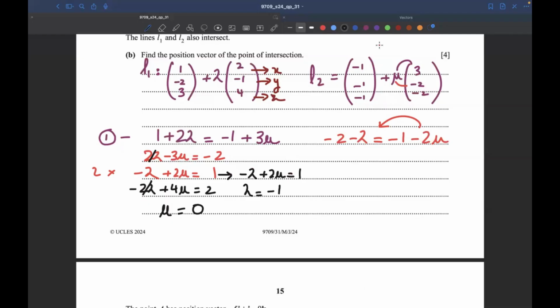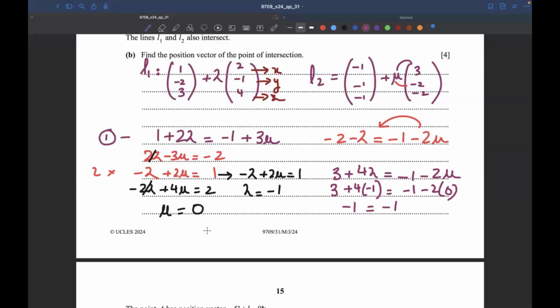Now to confirm that the lines are intersecting, we'll substitute this into the equation for z. So we have 3 plus 4 lambda, and that would be equal to minus 1 minus 2 mu. So the value of lambda is minus 1, so that will be 3 plus 4 into minus 1 is equal to minus 1 minus 2 into 0. So we'll get minus 1 is equal to minus 1. So it means the lines are intersecting with these values of lambda and mu.